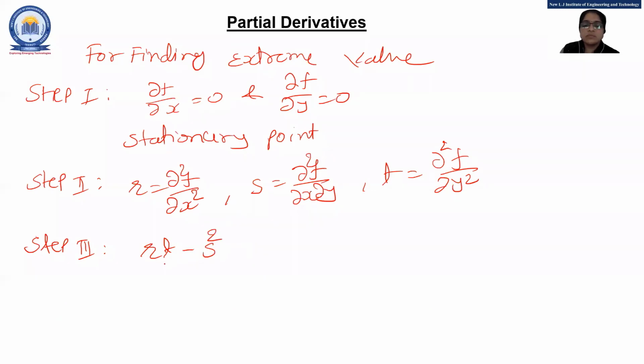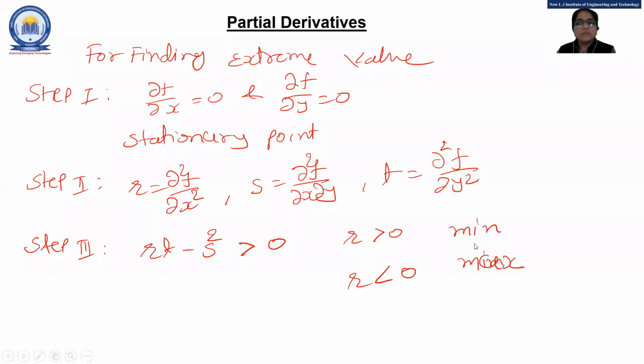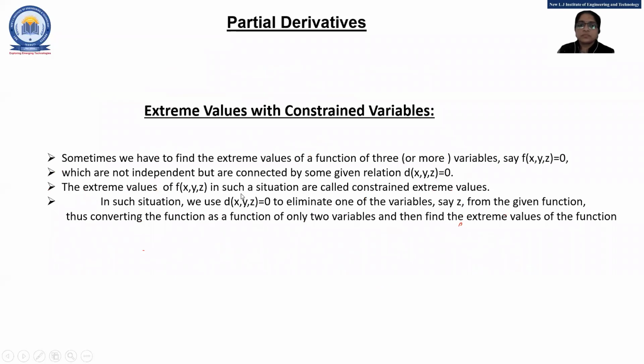We have to check whether RT minus S square is greater than 0 or less than 0. If it is greater than 0, then and only then we find the maxima and minima. If R is greater than 0, our value is minimum. And if R is less than 0, the function value is maximum, right? So these are the points we used in our previous lectures for finding extreme values.